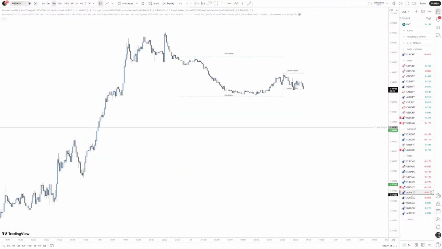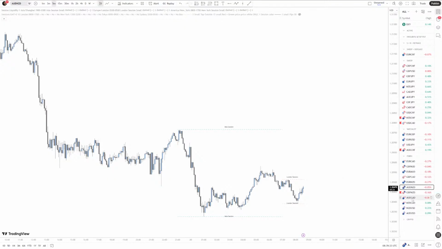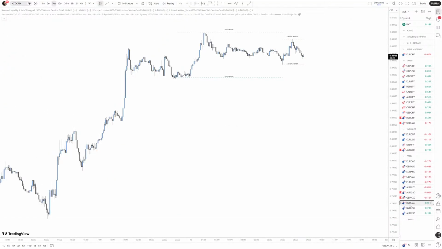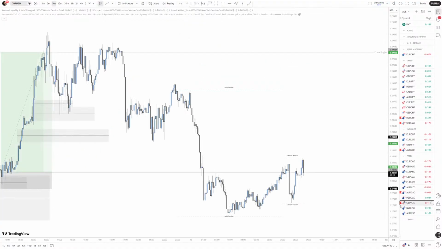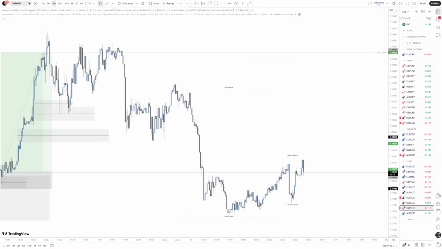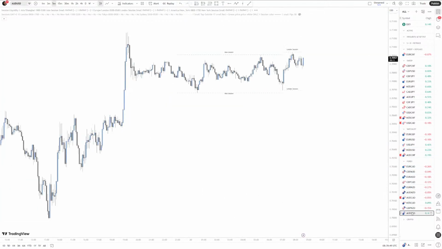Euro CAD is in the range. Yes, all of these are in the range. What about this? Range, this. Range, but I'm interested. NZD CAD, range. NZU, put in a watch list. GBP NZD, range. Technically a sweep.